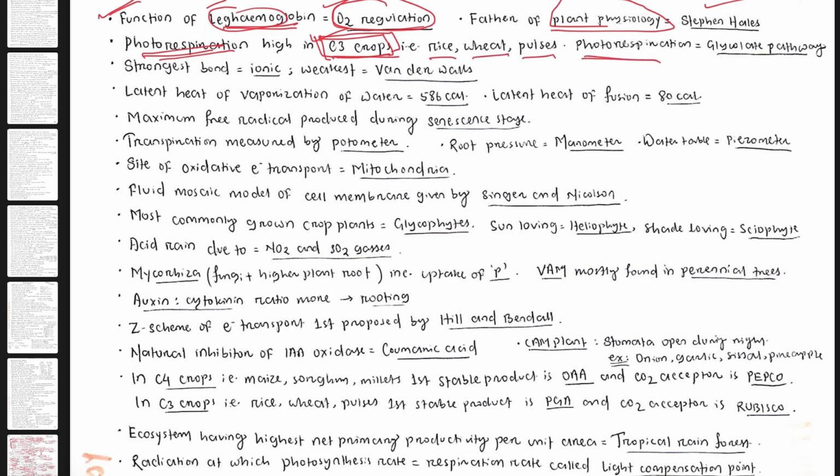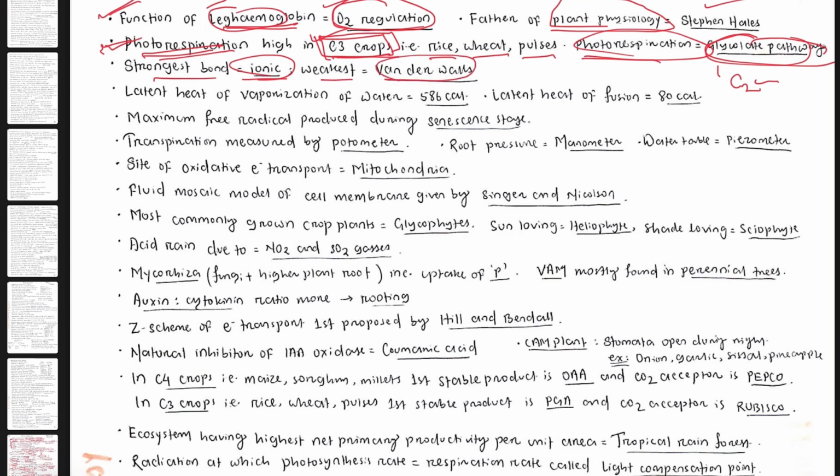Okay, photorespiration is otherwise known as the glycolate pathway or C2 cycle. It is a wasteful process because it is temperature dependent. Okay, photorespiration is temperature dependent. Among different types of bonds found, which one is the strongest bond? That is ionic bond, and which one is the weakest bond? That is van der Waals bond.